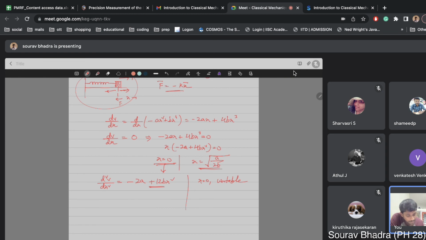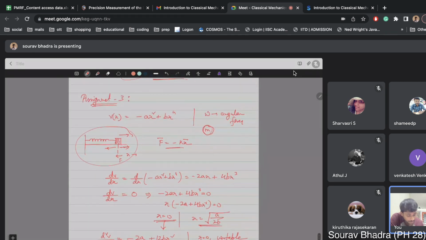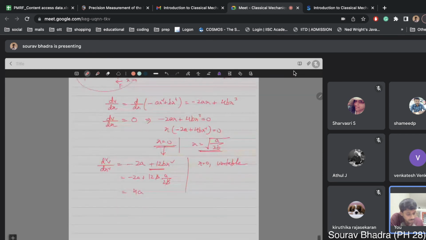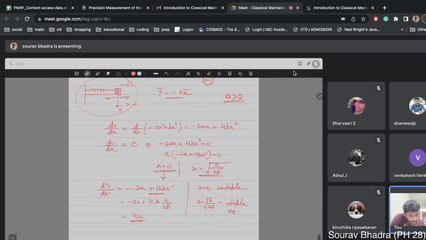And if you put x² equals a by 2b, then 12b times a by 2b, that is 6a, minus 2a, giving 4a. And here another condition I must say at first, that a is always greater than 0. This is the given condition. So by that condition, ∂²V/∂x² is always positive. So x equals root of a by 2b is a stable equilibrium point. Stable equilibrium point. Okay.